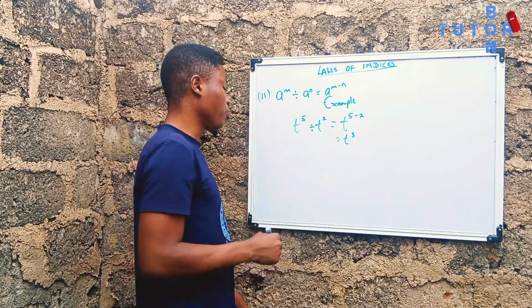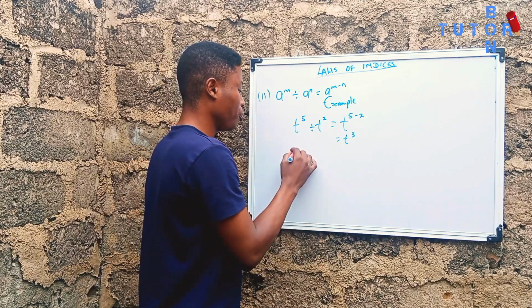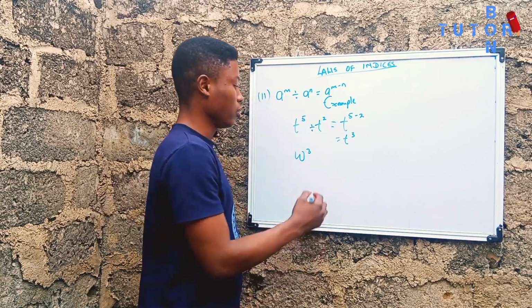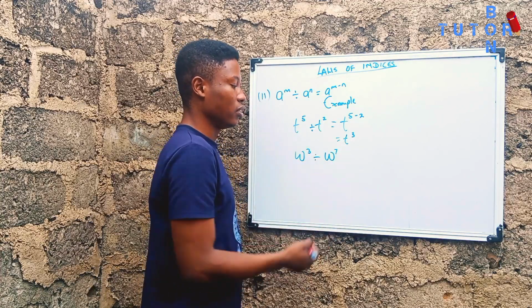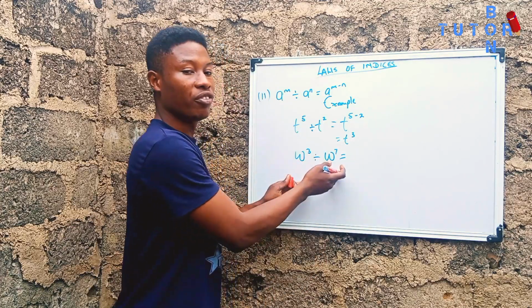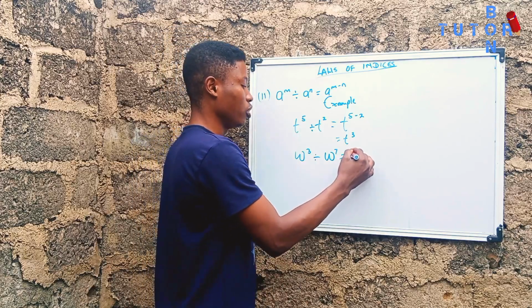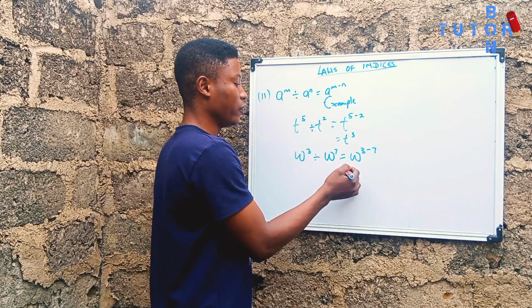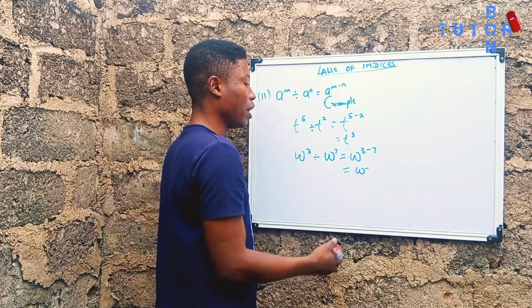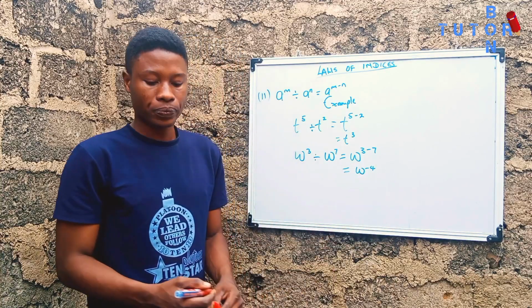Let's use another example. Let's say you have w raised to power 3 divided by w raised to power 7. What do you do to this? You pick one of the base, which is w, then you subtract the power from each other, which is 3 minus 7. Your answer is w raised to power minus 4.